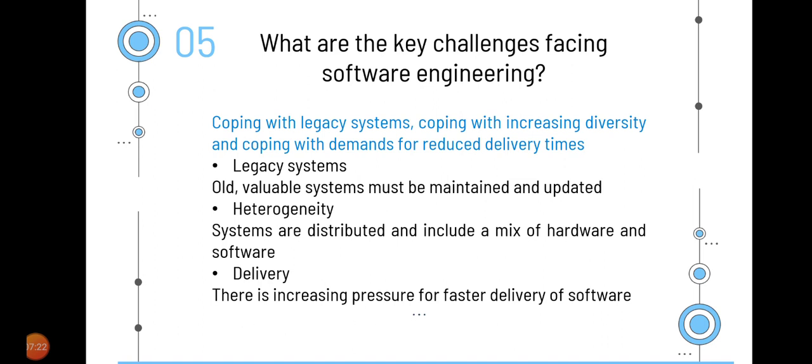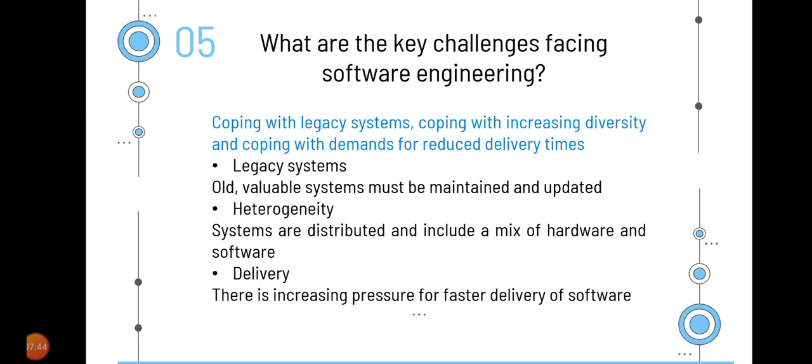The next challenge is heterogeneity, which is also known as increasing diversity. Since systems are distributed, it includes a mixture of hardware and software. So sometimes it becomes difficult for different systems to work in sync with each other.